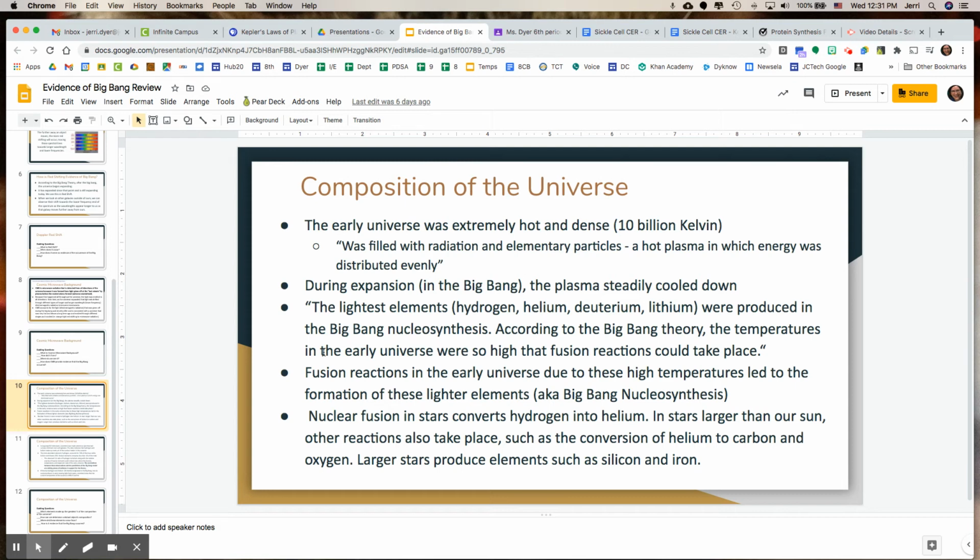In later, larger stars, and that's some of the stuff that we look at later in class, you're going to have some other reactions occur. You're going to have conversions of helium to carbon, you're going to have iron form, you're going to have silicon form. So you're going to have that very small percentage, about 1% or so of the universe, formed through nuclear fusion that happens in stars. But the majority of the basic elements that we find throughout the entire universe, the hydrogen and the helium, was all formed in those early moments of the Big Bang.